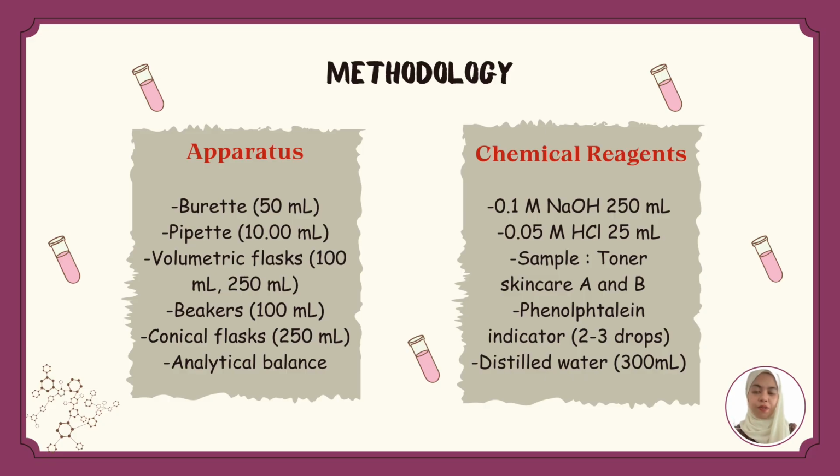The next slide shows methodology. The first one is apparatus. We have burette, pipette, volumetric flask, beakers, conical flask, and analytical balance. And the next is chemical reagents. We have 0.1 mole NaOH, 0.05 HCl, and sample, phenolphthalein indicator, and also distilled water.